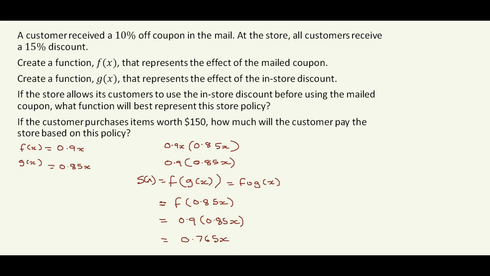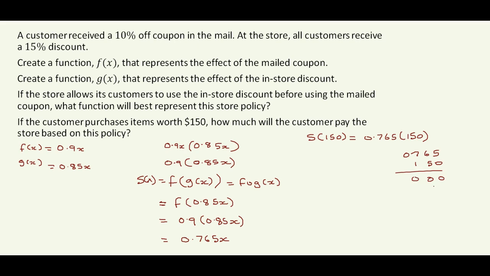Now, if the customer purchases items worth $150, how much will the customer pay the store based on this policy? So S of 150 is equal to 0.765 multiplied by 150. So let's look at this. You can either use a calculator or you can do it manually. I like to do it manually, that's the approach I prefer. So we have 0.765, then we multiply by 150, so we have zeros all over the place.